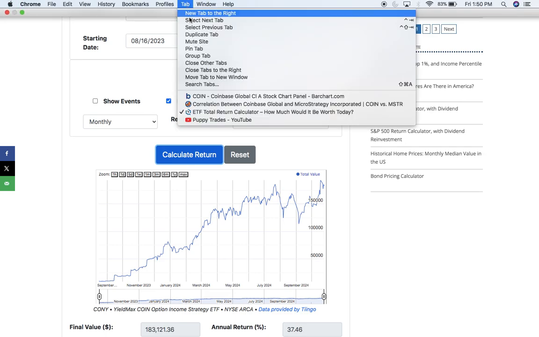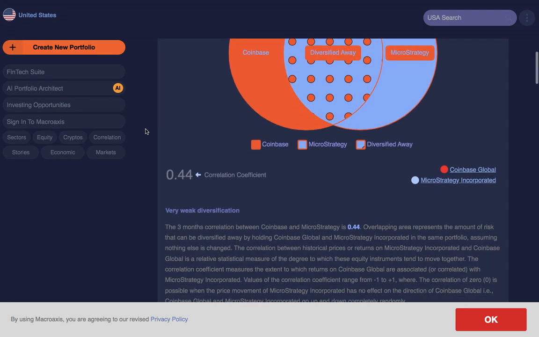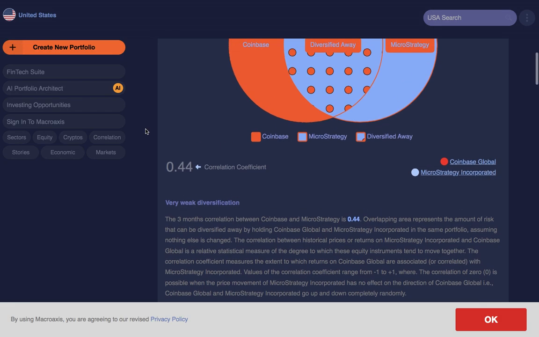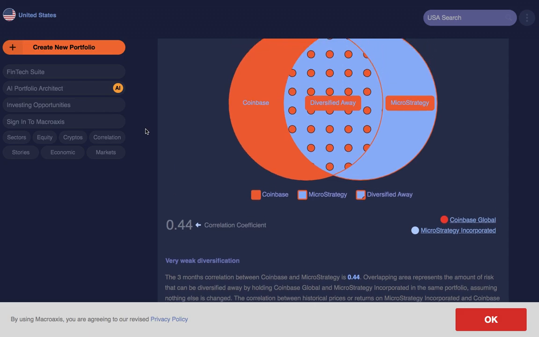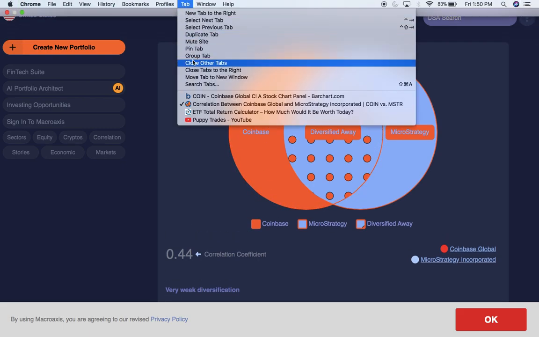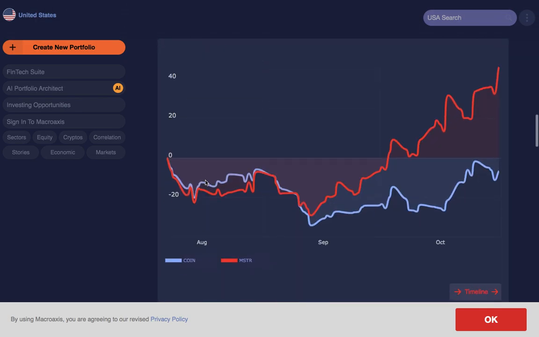Coinbase is a strong correlate with MicroStrategy. That doesn't need to just be said, that can be quantified. For the past 3 months, there's been very weak diversification, which in this case is a good thing, between Coinbase and MicroStrategy. The correlation is 0.44. Overlapping area represents the amount of risk that can be diversified away by holding Coinbase Global and MicroStrategy. So they're pretty correlated, but they're not perfectly correlated. And they diverged for a bit, to where MicroStrategy has really been leading Coinbase a lot.